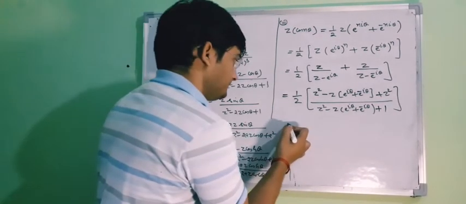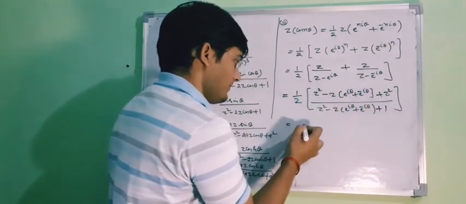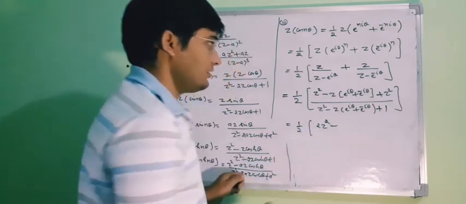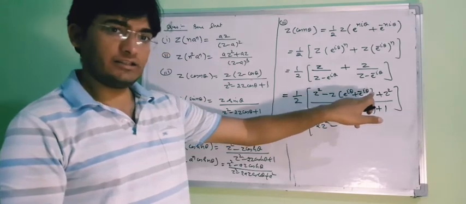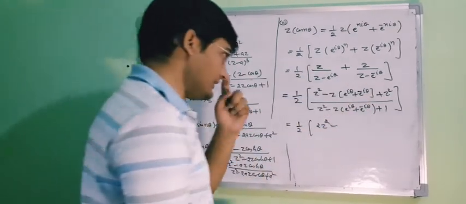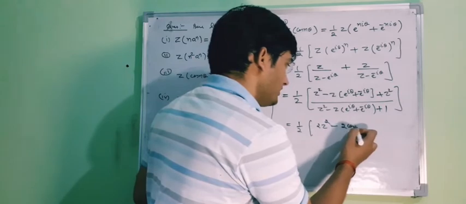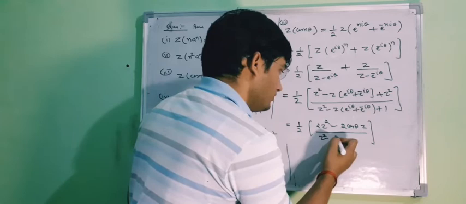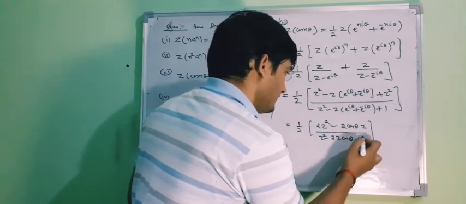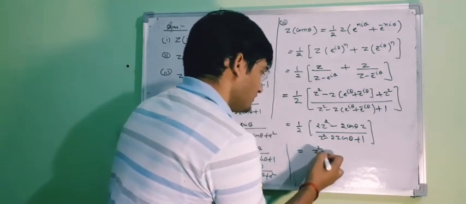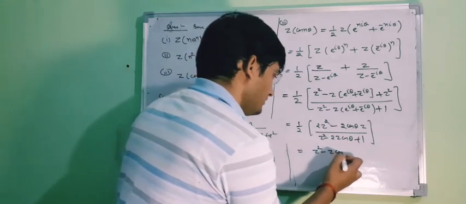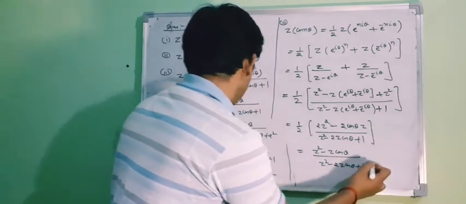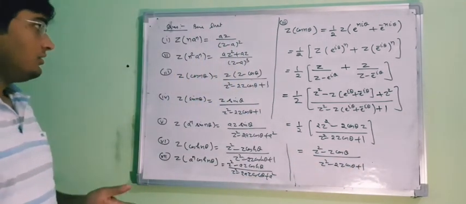So now this is your 2z square, and e power i theta plus e power minus i theta will be 2 times cos theta. So this will be 2 times cos theta into z, divided by, again z square, and this will be 2 times z cos theta plus 1. So our answer is z square minus z cos theta divided by z square minus 2z cos theta plus 1. So this is the answer for the third part.